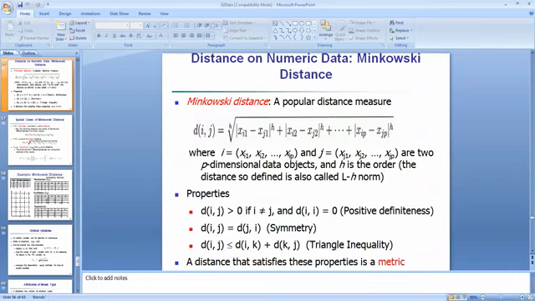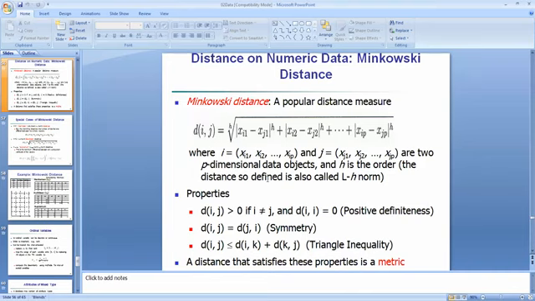Now what is this p? P is nothing but the dimensions. This is the p-dimensional data objects. And again what is j here? J will be xj1, xj2, up to xjp. Okay. So what is p? These are the p-dimensional data objects. I and j are the p-dimensional data objects.